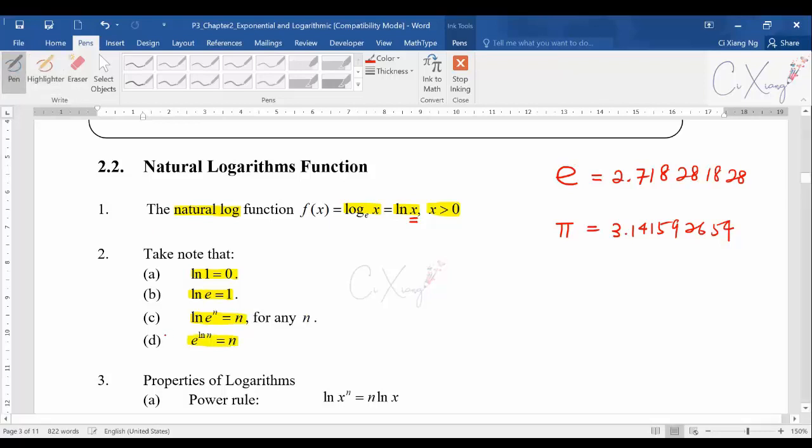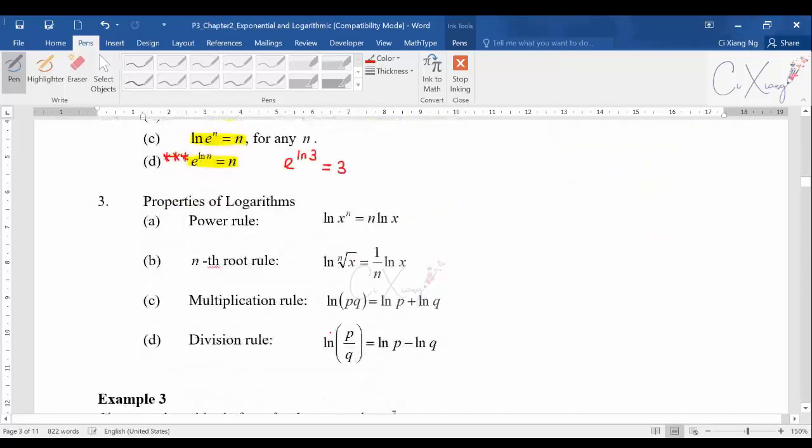So I think this one you need to memorize it, because in chapter 5, integration later, you'll use this quite often. Maybe when you are doing the integration, you might have ln e to the power 3, so you should know that you can actually simplify it to become 3. Then now we proceed to the properties of log.